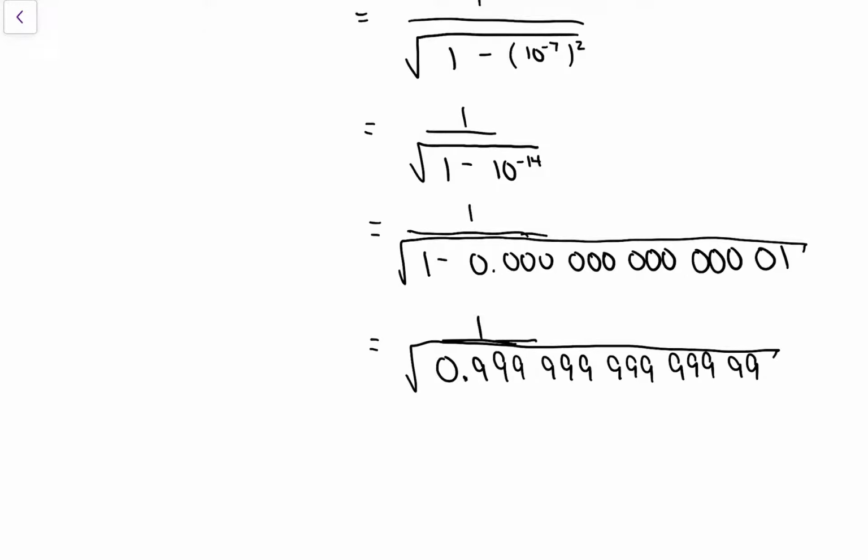Now, I can't do the next step in my head, but we can think this through a little bit. Whenever we take the square root of a number between 0 and 1, we always end up with a new number that's a little bit closer to 1. For example, the square root of 0.49 is 0.7, closer to 1. The square root of 0.64 is 0.8. The square root of 0.81 is 0.9.